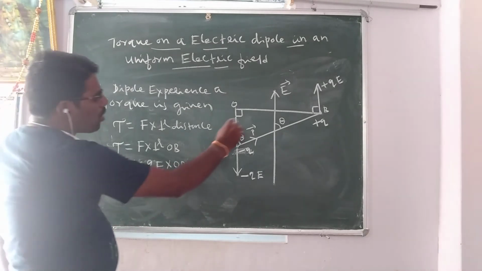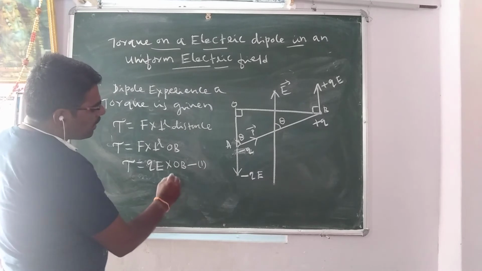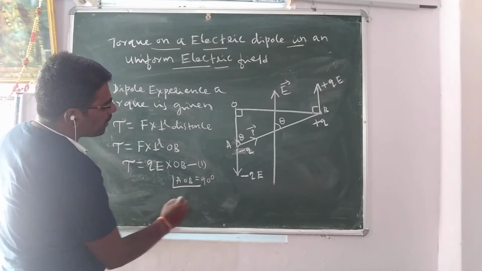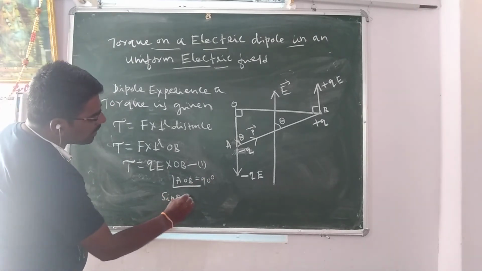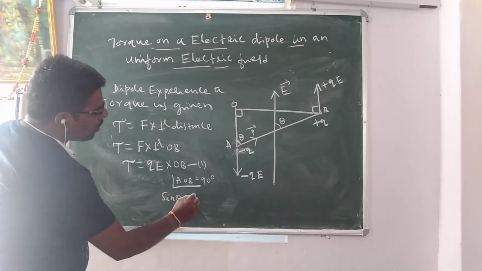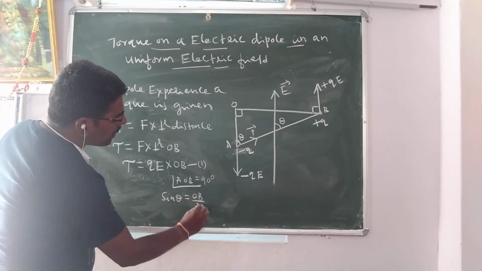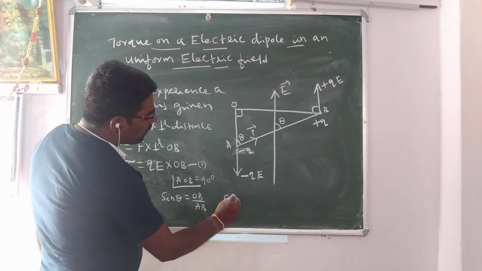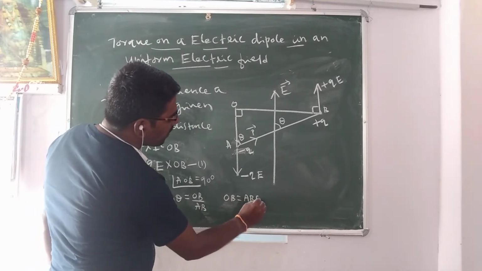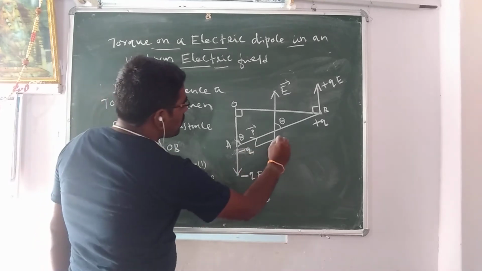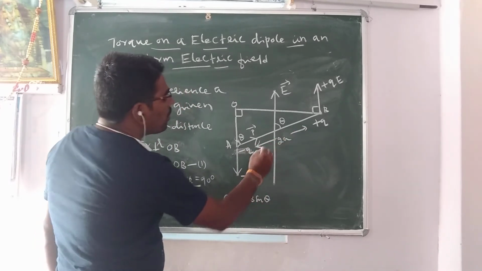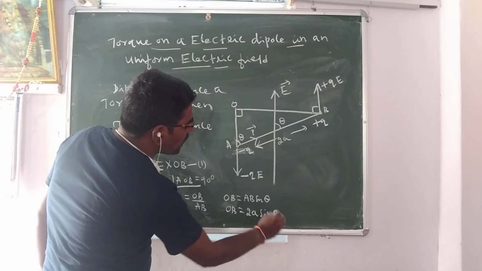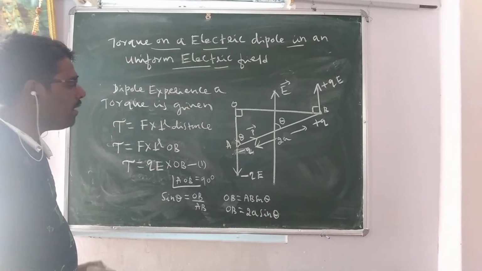We calculate OB by using the right angle triangle in the diagram. Angle AOB is 90 degrees. Define sin theta in this right angle triangle. What is sin theta? It is the opposite side by hypotenuse, where OB is equal to AB sin theta, and AB is the length of the dipole, so OB is equal to 2a sin theta.